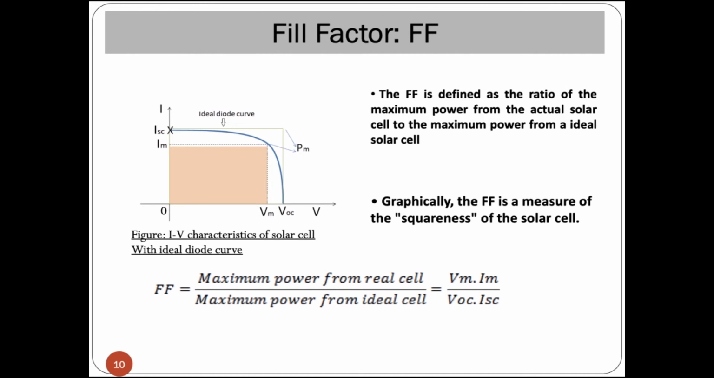The fill factor of a solar cell is the ratio of the maximum power from the actual solar cell to the maximum power from an ideal solar cell. Mathematically, we can write fill factor is equal to Vm into Im divided by VOC into ISC, where Vm is the maximum voltage at maximum power point Pm. Im is the maximum current at maximum power point Pm.